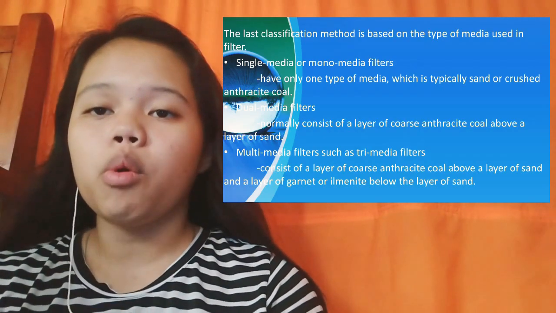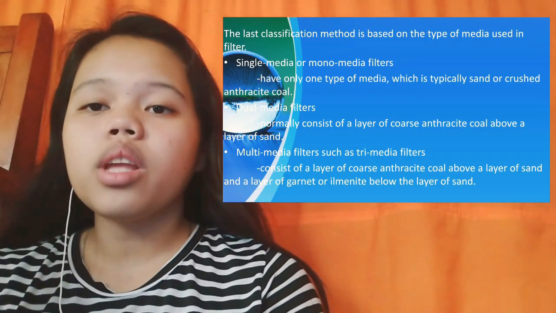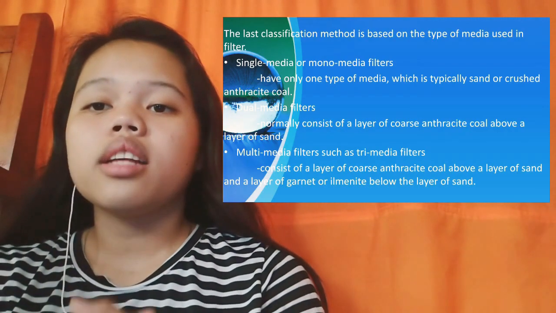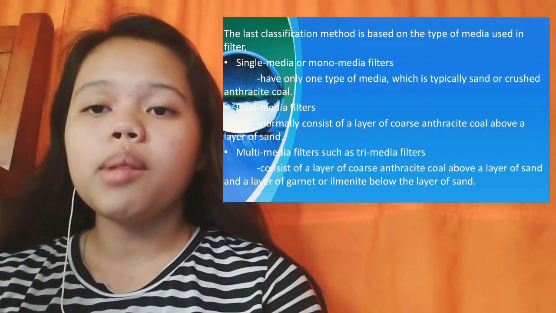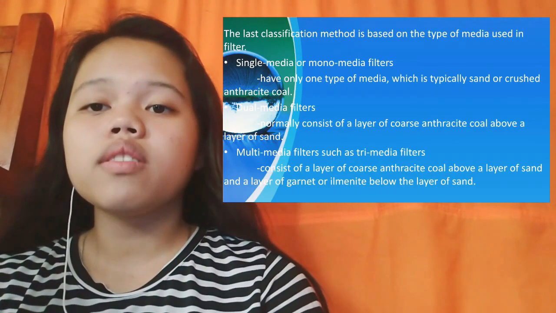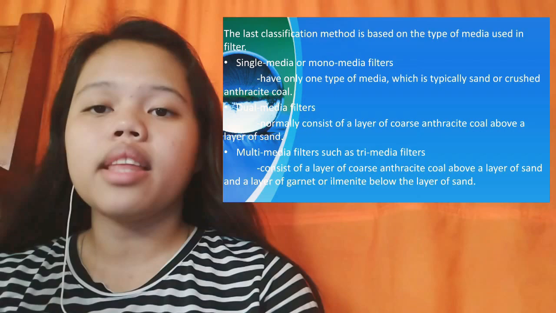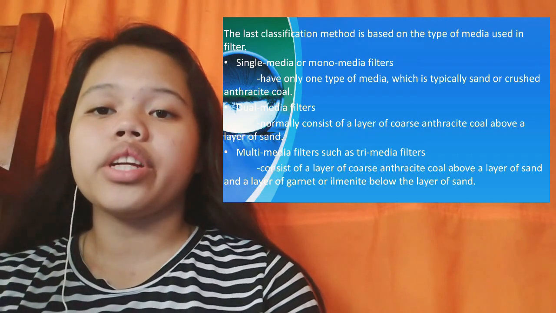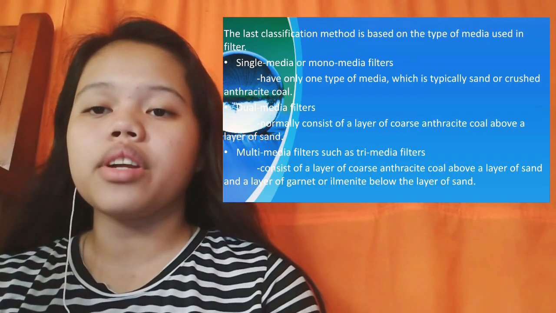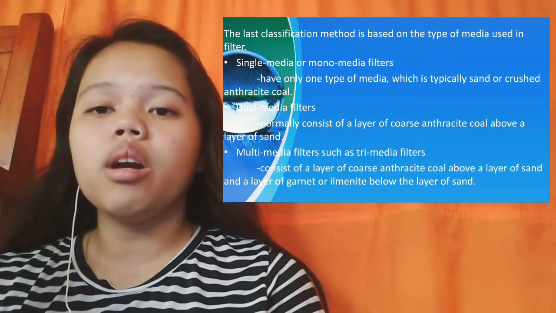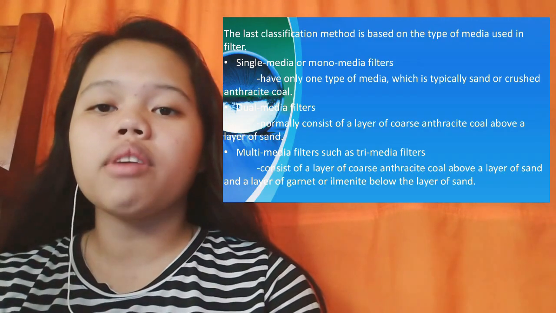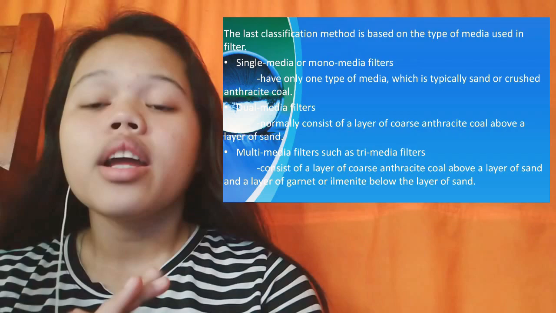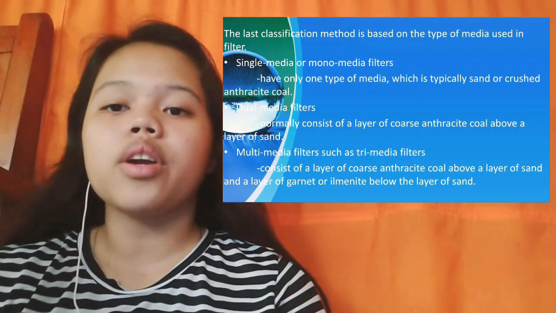Single media or monomedia filters have only one type of media, which is typically sand or crushed anthracite coal. Dual media filters normally consist of a layer of coarse anthracite coal above a layer of sand. Multimedia filters, such as trimedia filters, consist of a layer of coarse anthracite coal above a layer of sand and a layer of garnet or ilmenite below the layer of sand.